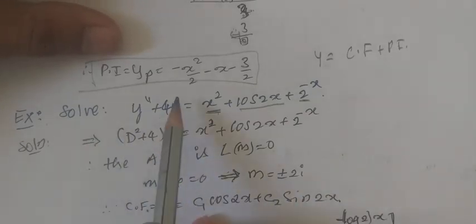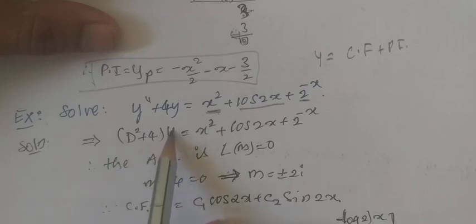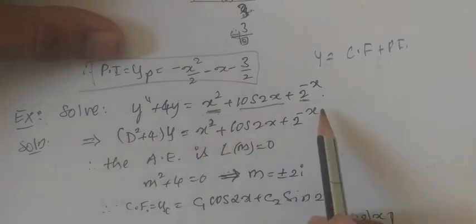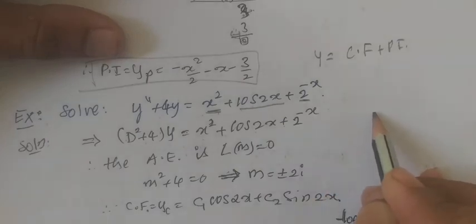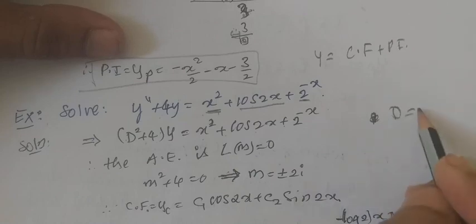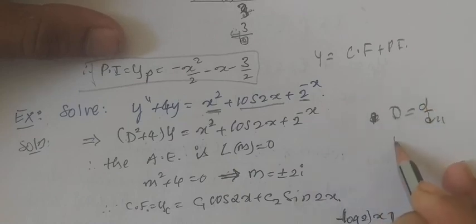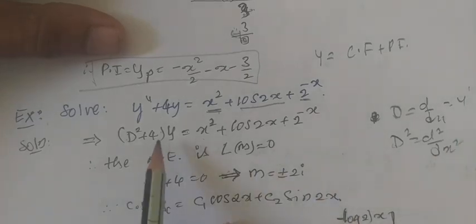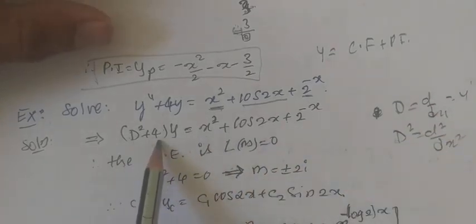So this equation can be written as (D² + 4)y = x² + cos 2x + 2^(-x). Here, capital D is d/dx, which is y dash also, and D² is d²/dx². So after rewriting, you will get this equation.